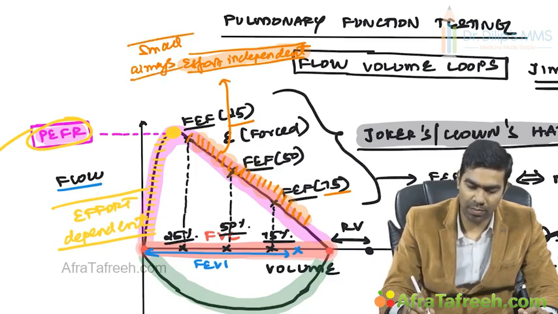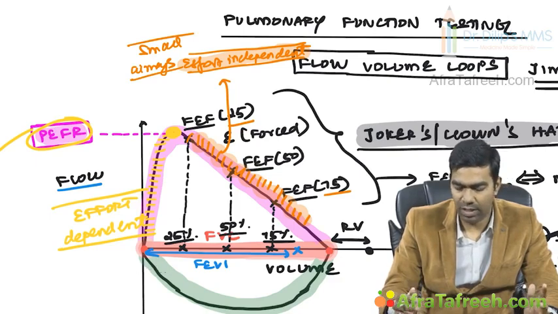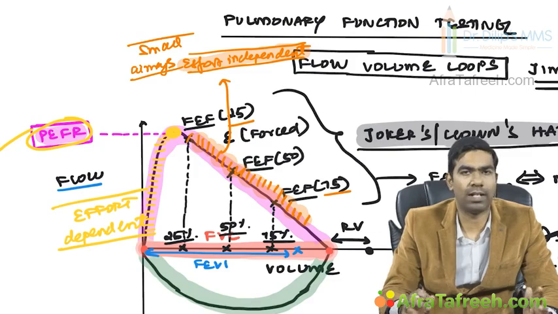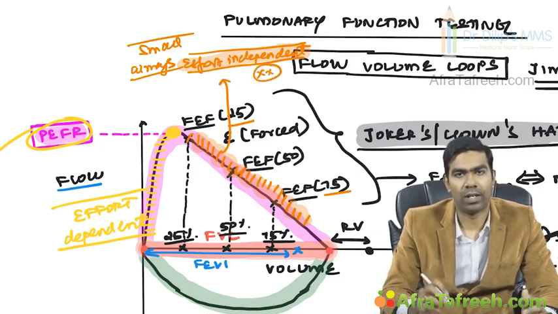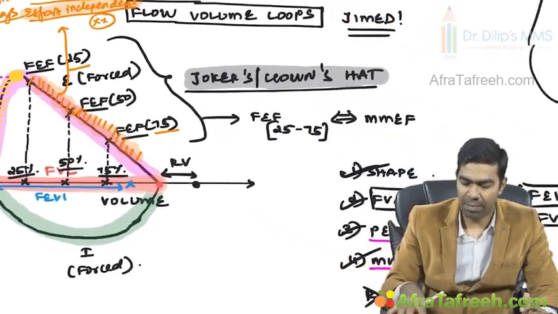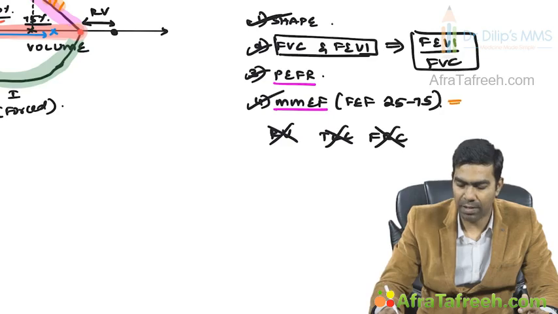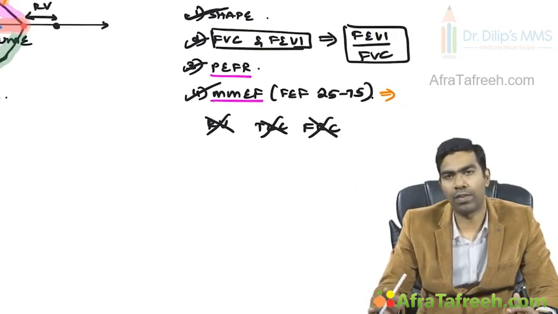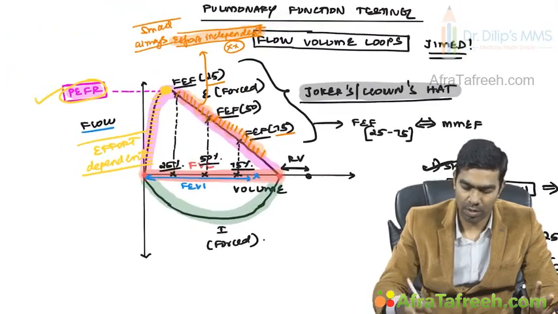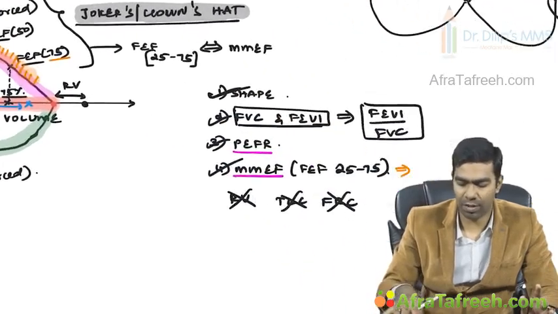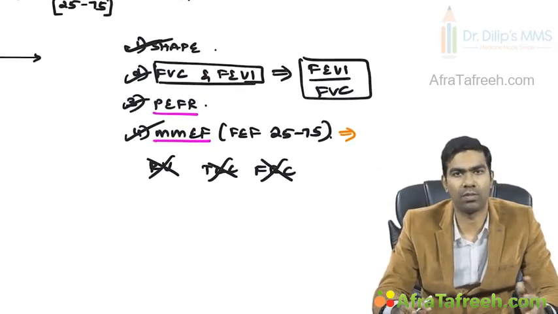Air movement is from the smaller airways. So, this portion of air movement that is happening through the smaller airways is not dependent on the effort. At the same time, the MMEF, that maximal mid expiratory flow rate, the FEF 25 to 75, is effort independent, so it's not going to be associated with any part of effort. Even if you give effort or if you don't give effort, that is going to be smooth.